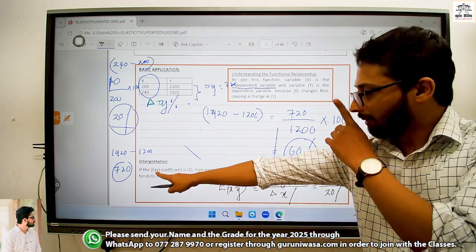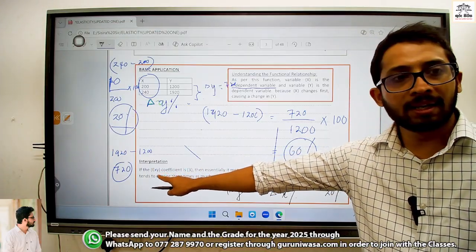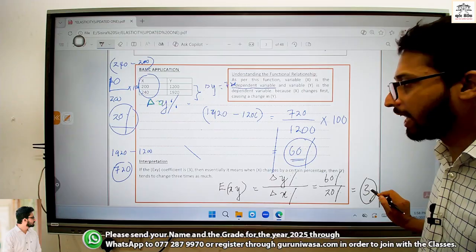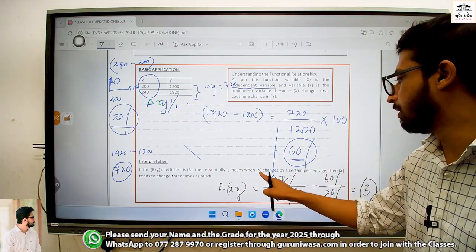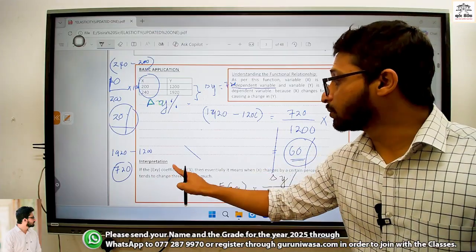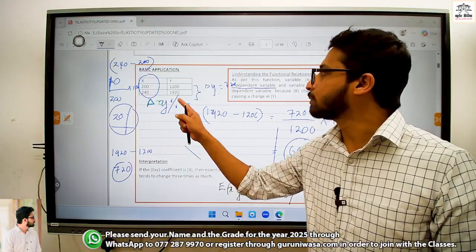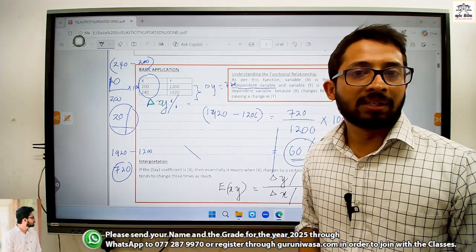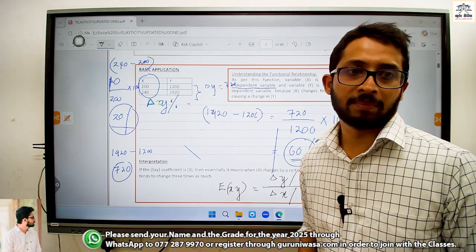Can you read this point? If Exy means elasticity between x and y, the coefficient is 3. This is a way of getting the answer. Essentially it means when x changes by a certain percentage, y tends to change 3 times. When the x variable changes by 10%, the y variable tends to change by 3 times, meaning 30%. You get the point?